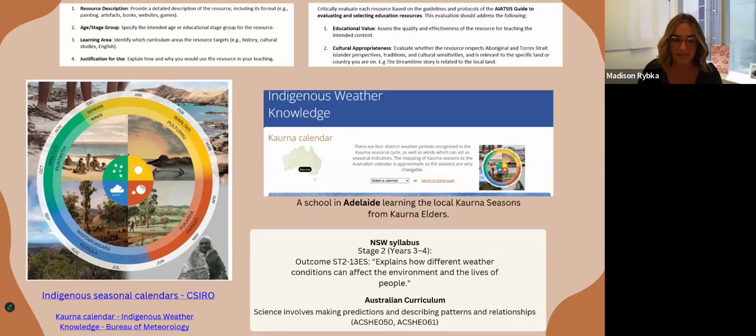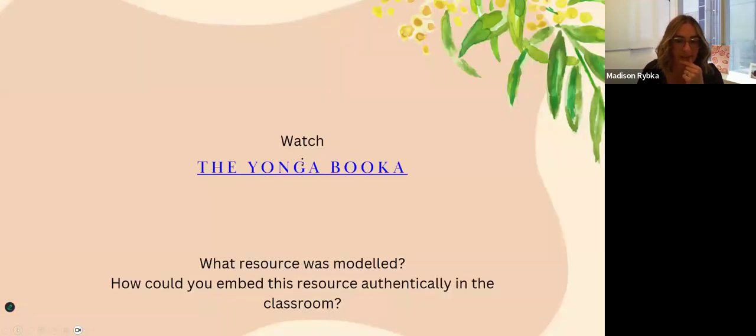Look at those websites. Again, this one, I don't think there's one here for Yugambeh, but there is one for just on the border of Tweed. There's lots, again, if you're going to use something that's not on your country, just making sure that you're explaining and you acknowledge that it's from somewhere else. I'm going to show you this video and I'm just going to ask you, what was the resource that was modeled by the elder? And how could you embed this resource authentically in your classroom? And when I say resource, I mean this video.